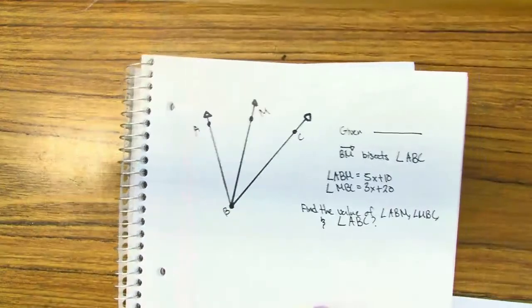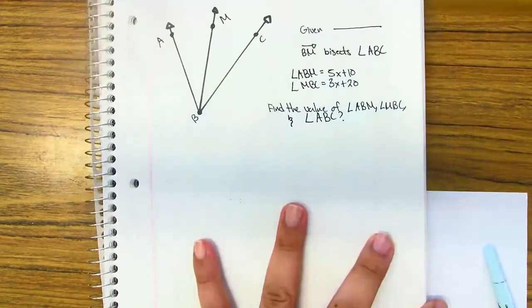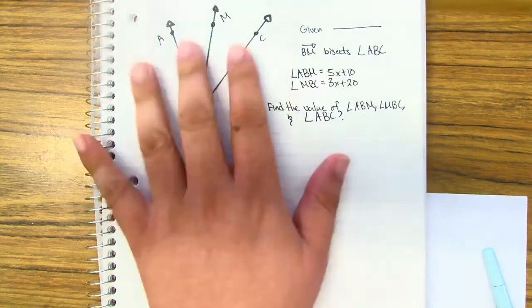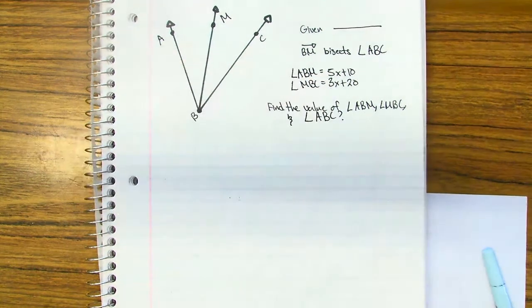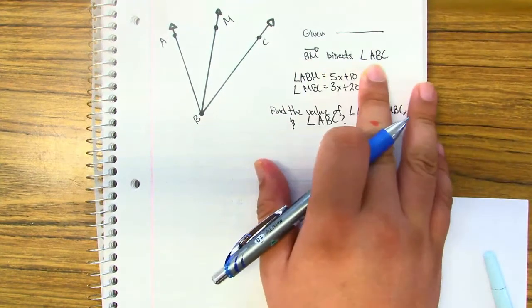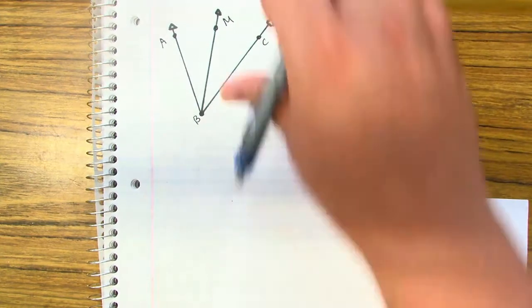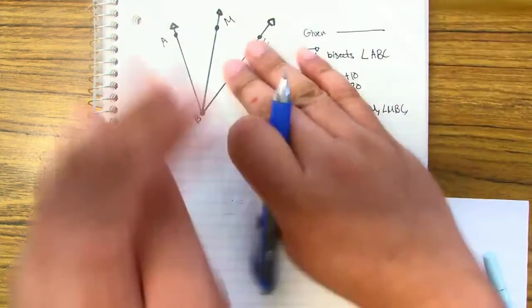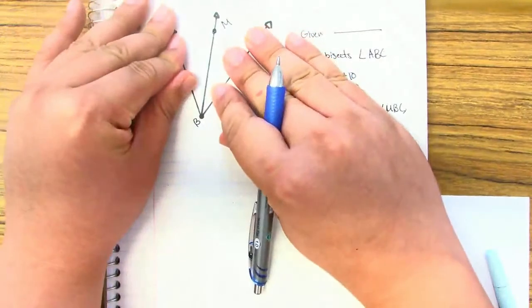Last question, once again, is an algebraic question. We always have to end it with another algebraic question, just so you're used to it. What's given is, ray BM bisects angle ABC. So where's ABC? ABC, once again, is the whole angle. BM, this is ray BM.